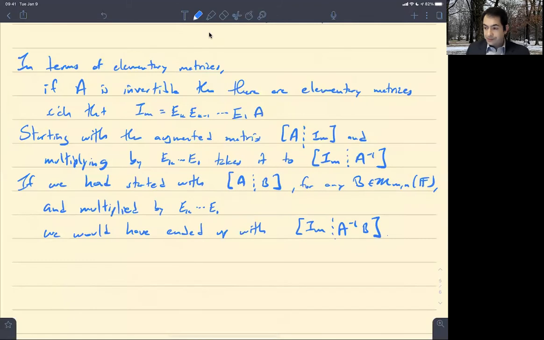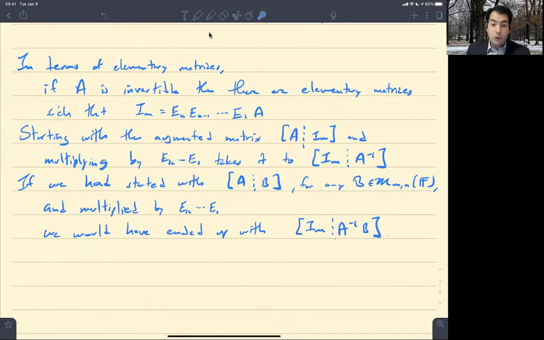Okay, so if you need to figure out the product of A inverse times B, you don't actually have to find A inverse and then multiply it by B. You can start with this augmented matrix, put it into reduced row echelon form, and you find in one go A inverse times B. Right?